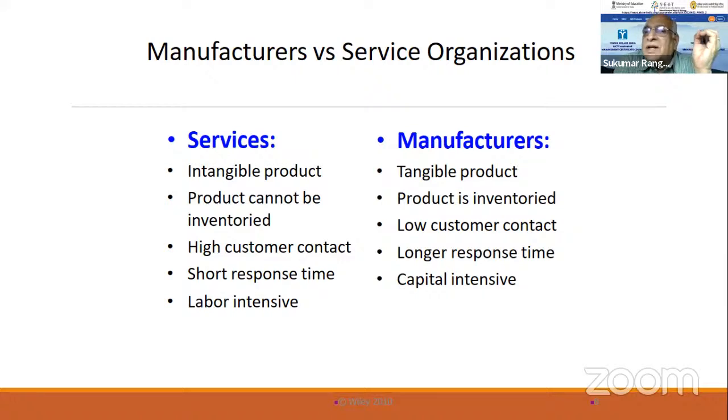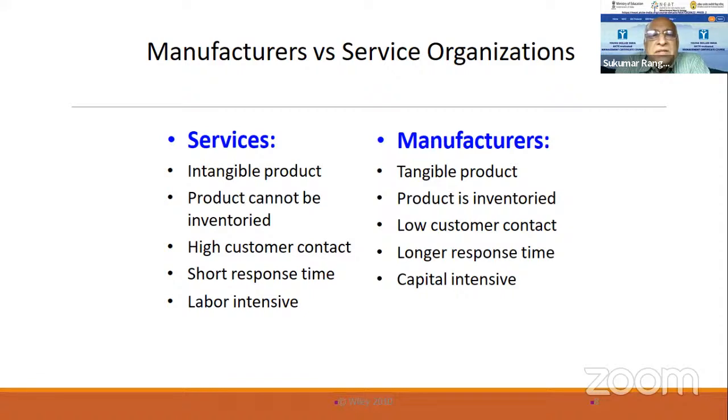Services, on the contrary, like a simple service such as your telephone or your mobile, there is no inventory there. You are consuming the service immediately at the point and at the time when you need it. You can store the conversation, but the fact is that the conversation is happening in real time. So the product cannot be inventoried in services, whereas in manufacturing, the product is inventoried.